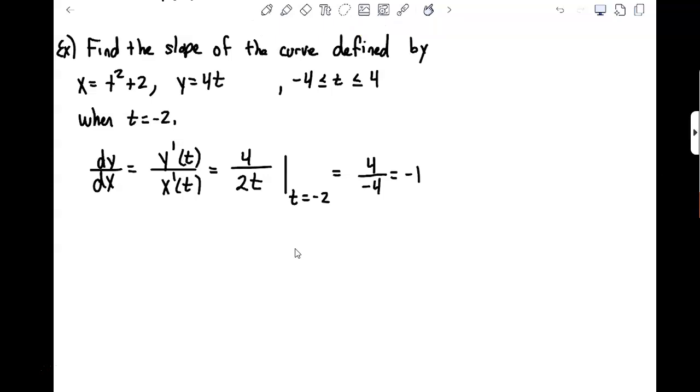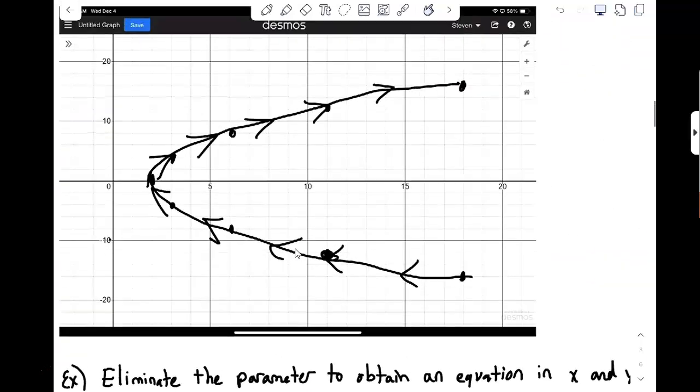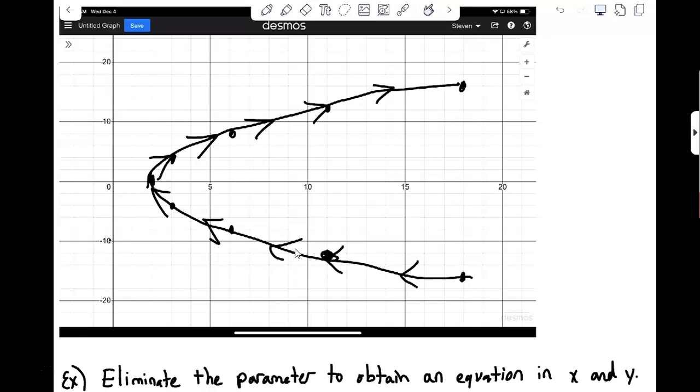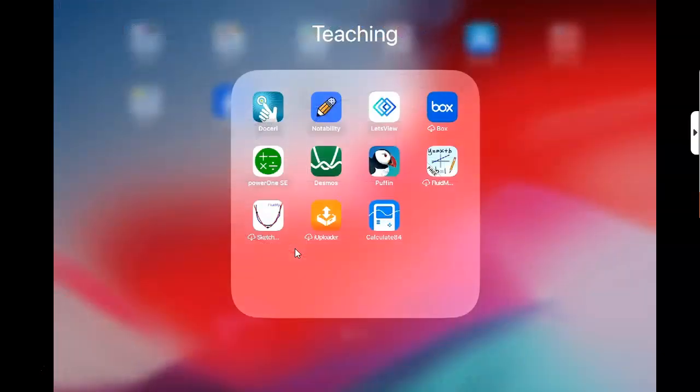Okay, and we can see at least that lines up. We can see the curve definitely has a negative slope at that point, and here it's telling me that the slope is negative 1.